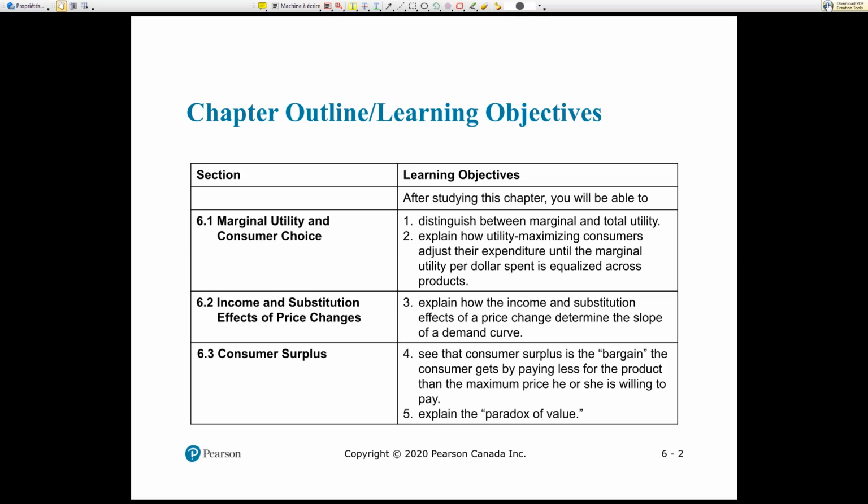So up to now, we've seen demand curves. We've seen that when the price increases, people demand less, but now we're trying to understand why this is the case.